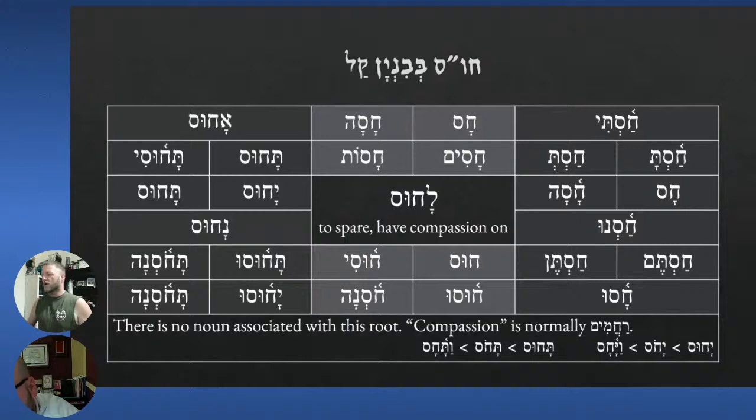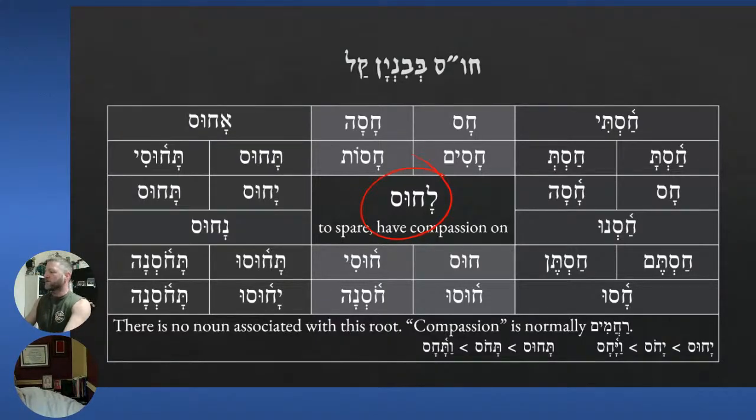Today we're going to look really quickly at the verb chet vav samech, this chus, lachus, as a verb. We're going to cover, by the way, in our grammar sessions, the infinitive construct next week. We're going to talk today about the infinitive absolute and adding suffixes to the imperfect and imperative.